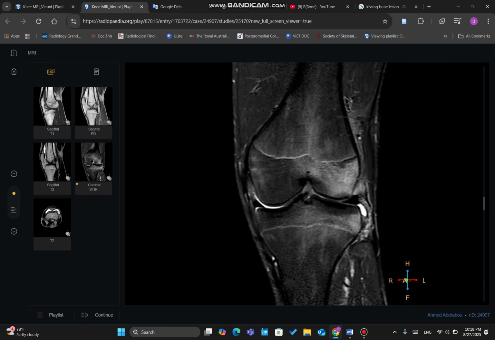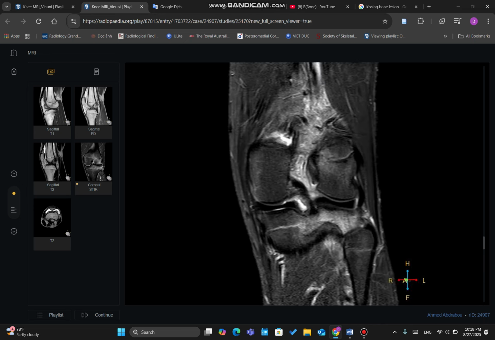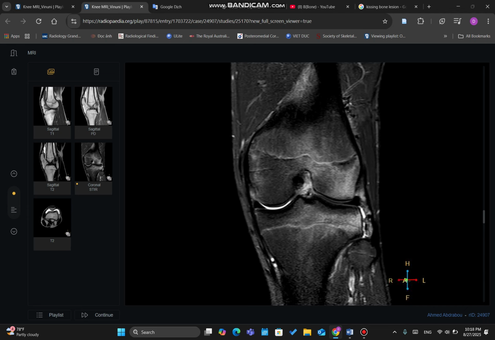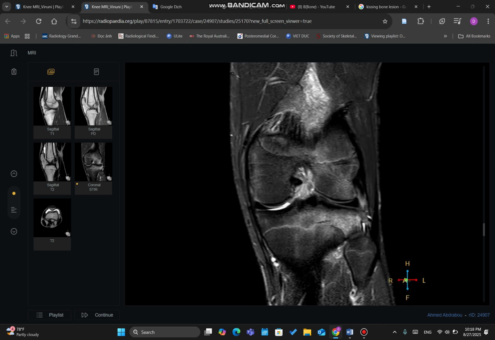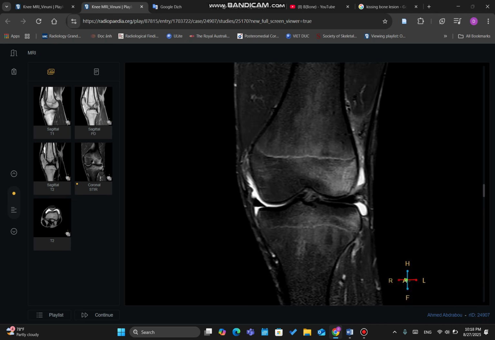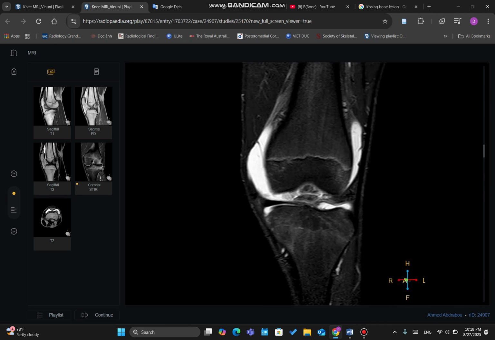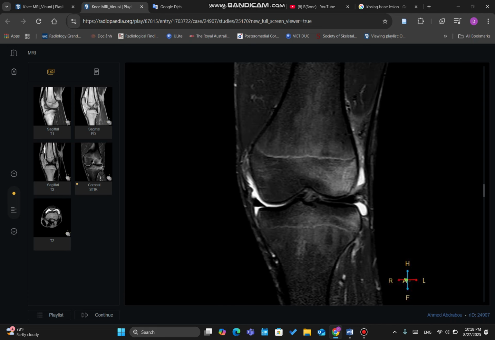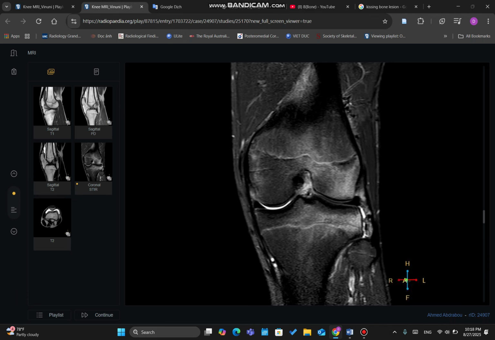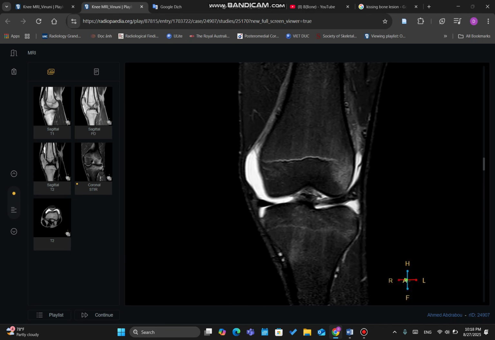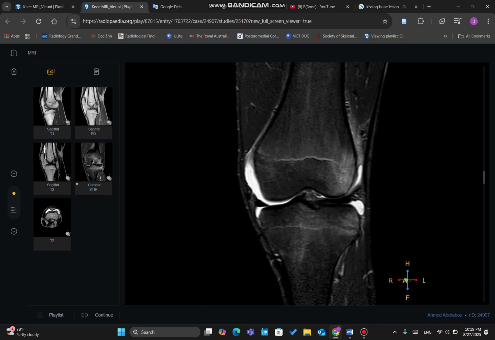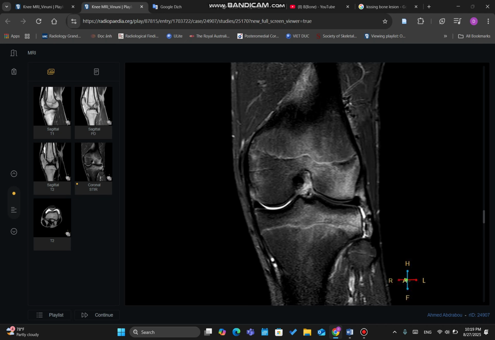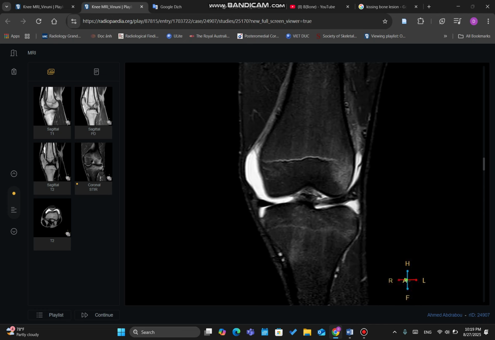But the key idea which will drive our diagnosis toward degeneration or tear is comparing the abnormal signal with the normal signal of the fluid in the knee joint. If this hyper signal is iso signal with the knee joint fluid, which means the fluid has leaked or extended into the structure of the meniscus, that means this is real.